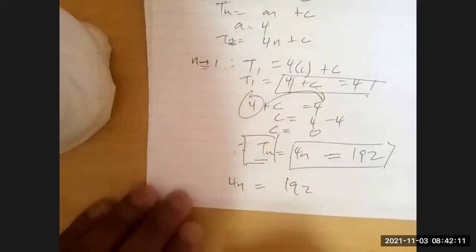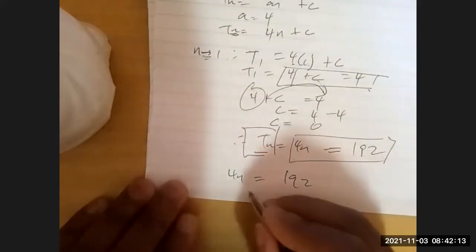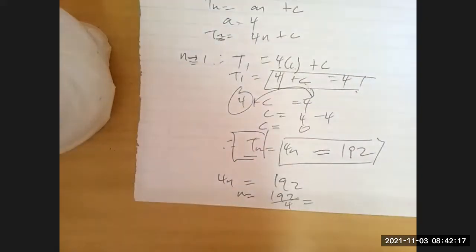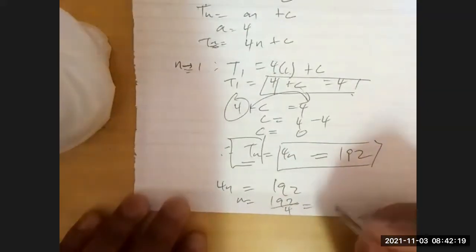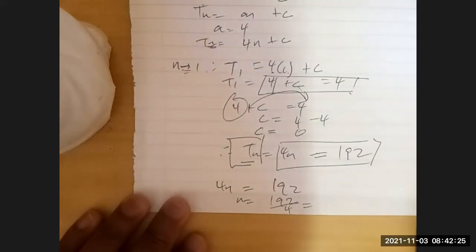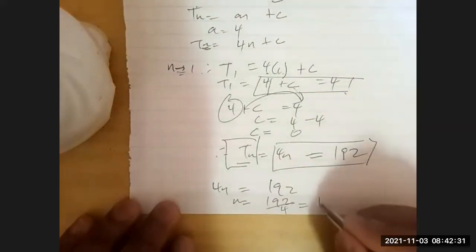And then n is equal to 192 divided by 4. And what is 192 divided by 4? Let me just use the calculator there. I hope you'll be using a calculator now. This is 48, right? This is 48.